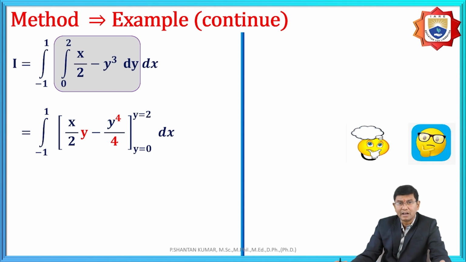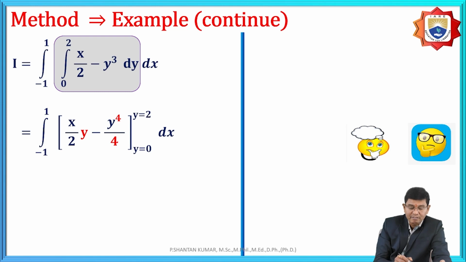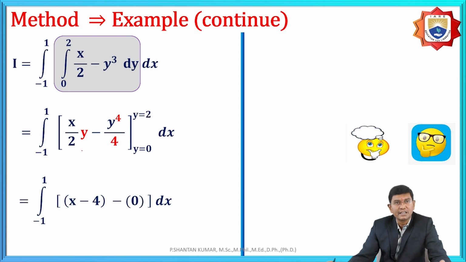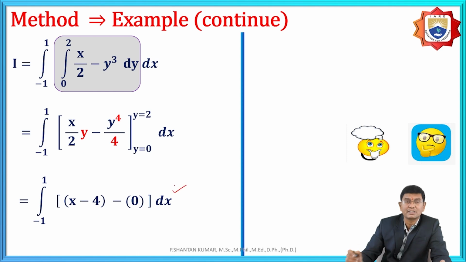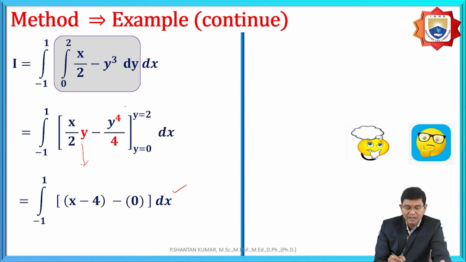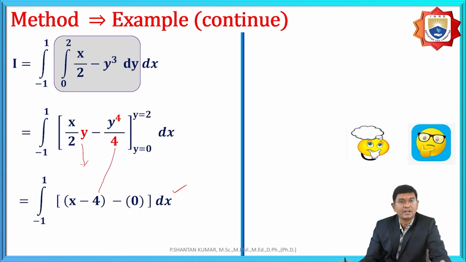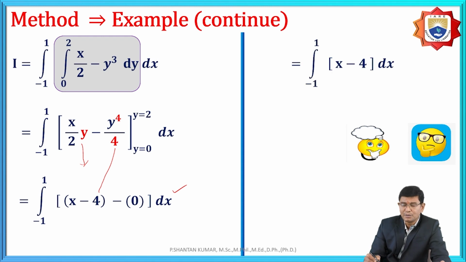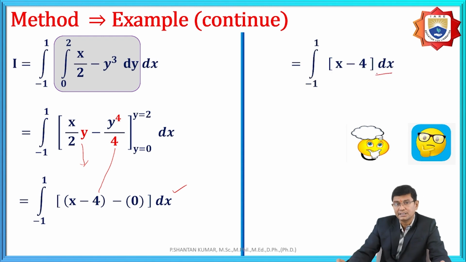Now again, while we are going to replace the upper and lower limits, y is equal to the upper limit 2, so it is x minus 4 minus 0, after replacement of upper and lower. Because in this, y is equal to the upper limit, that is 2, the 2 cancels, minus 2 to the power 4, and after simplification you obtain 4 only, minus 0 into dx. Now again we need to integrate it with respect to dx.